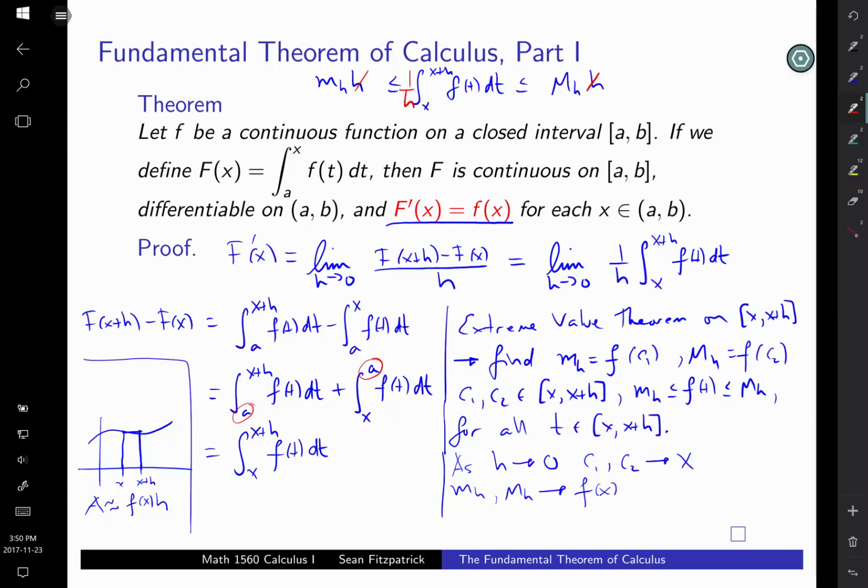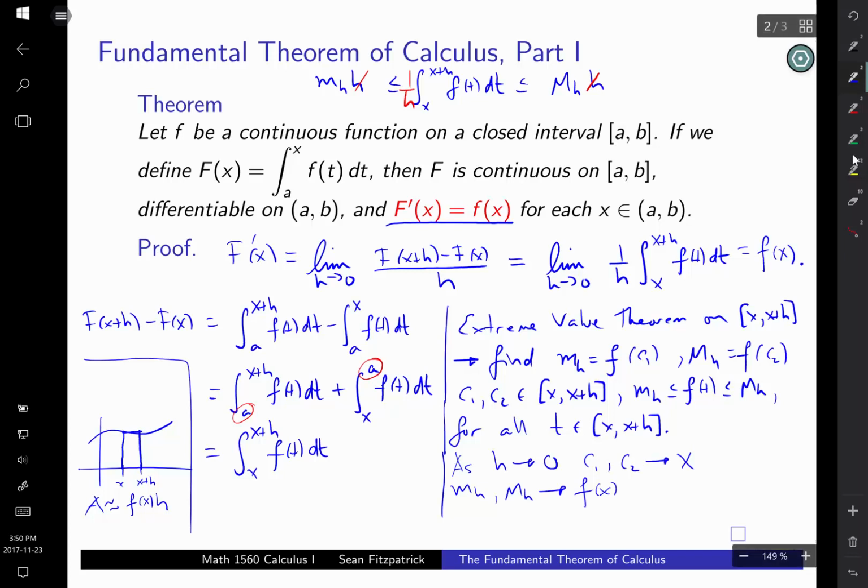It's our old friend, the squeeze theorem. The squeeze theorem tells me that this limit as h goes to 0 has to equal f of x. We've left out some of the details, but this is the basic idea. So extreme value theorem comes into the picture, squeeze theorem comes into the picture, we get the first part of the fundamental theorem of calculus.